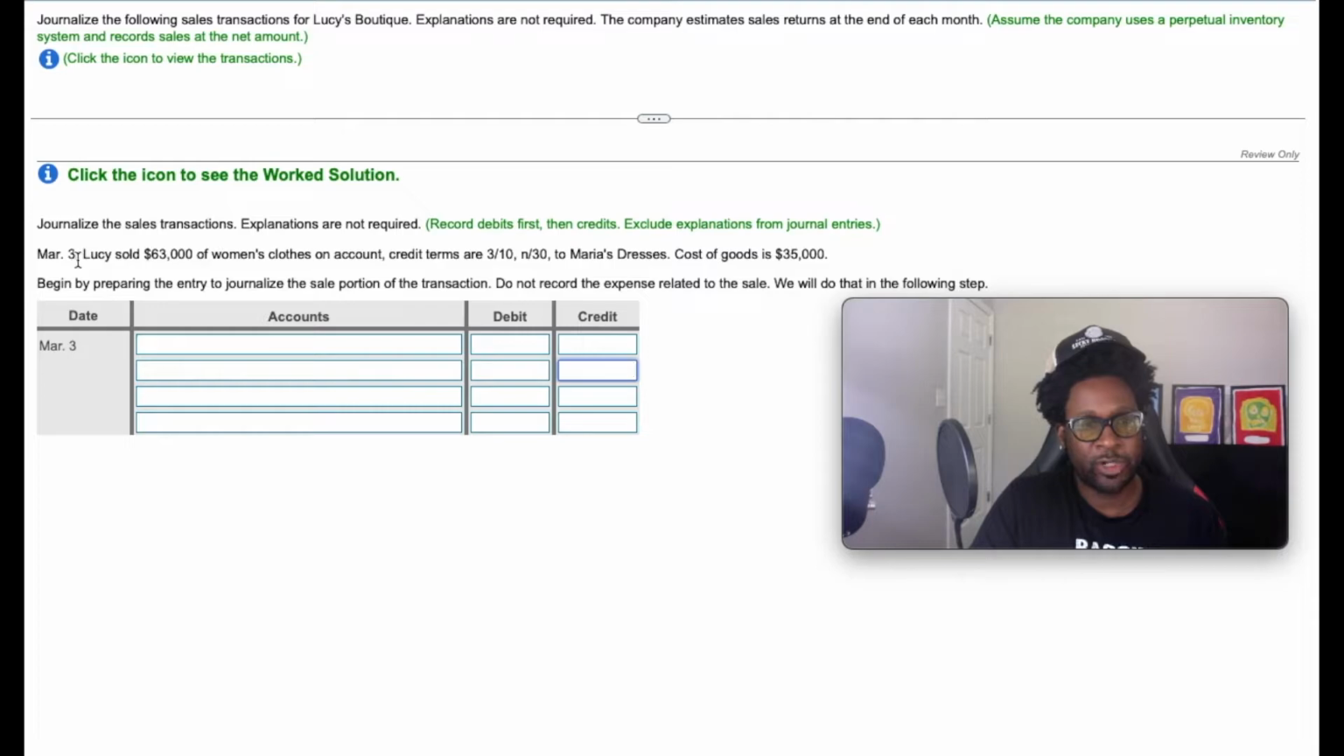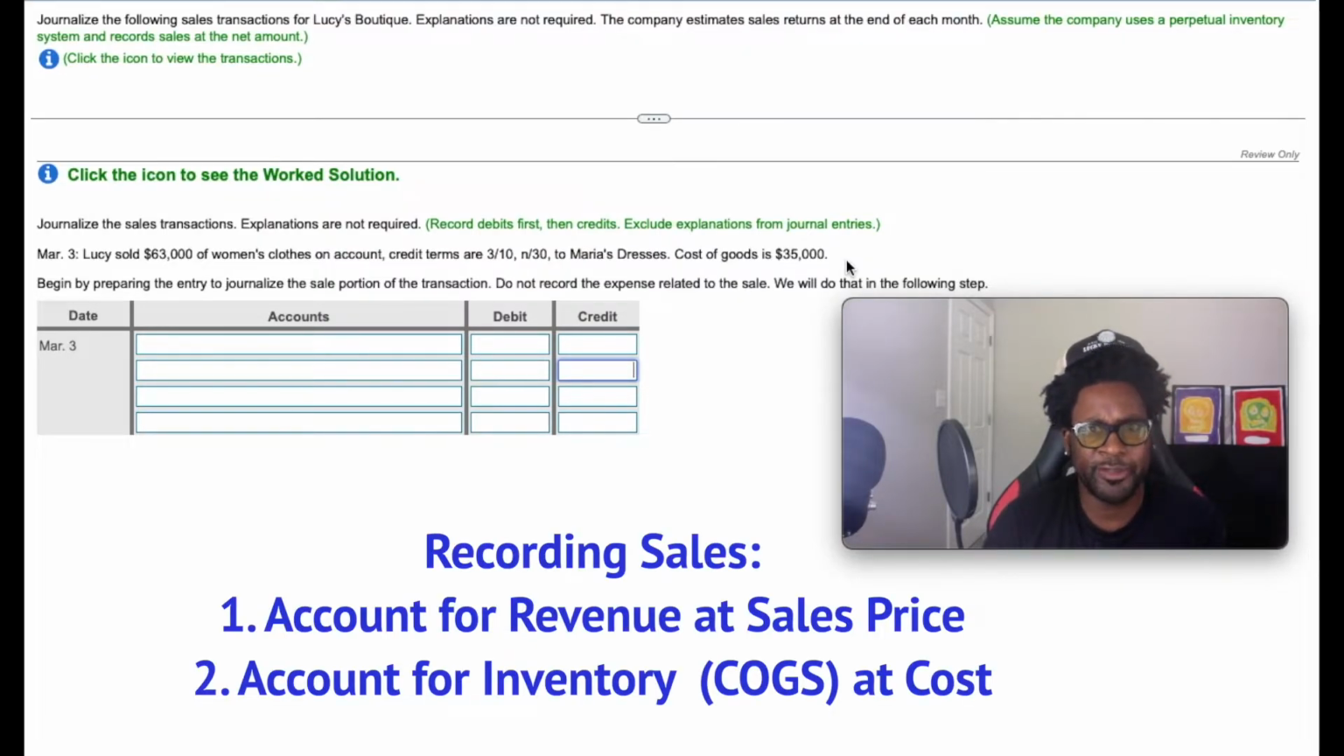It tells us on March 3rd, Lucy sold $63,000 of women's clothing on account. Credit terms were 3/10, net 30, to Maria's Dresses. The cost of goods is $35,000. Okay, gang, first things first. When we are selling inventory, we have two separate transactions that must be addressed: one to account for revenue and the other to account for cost of goods sold, i.e. inventory. We know that whenever we're accounting for revenue, we will always utilize the largest number of the two, gang.